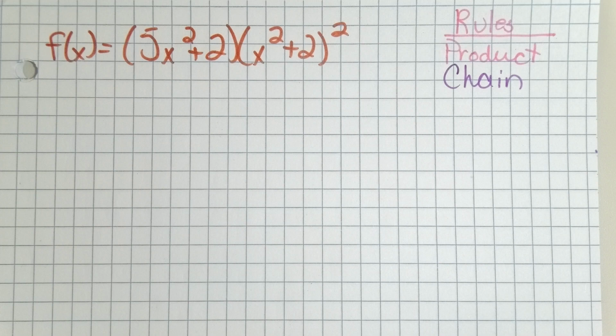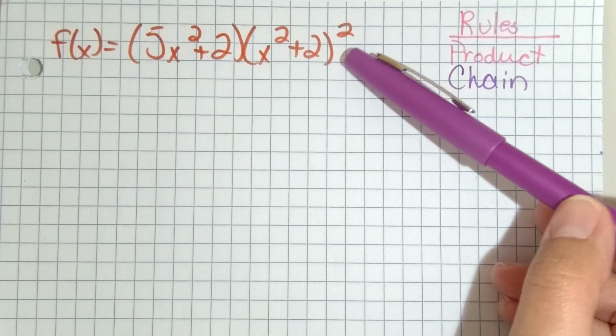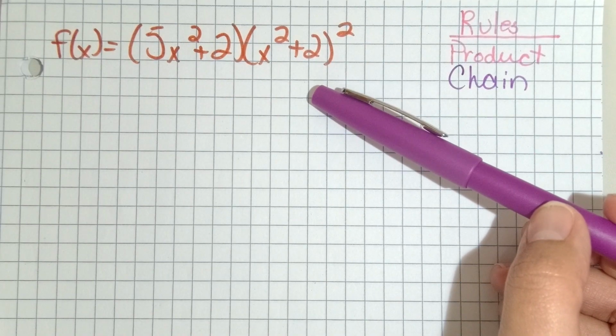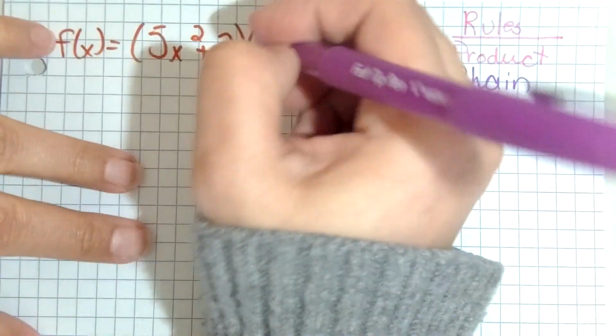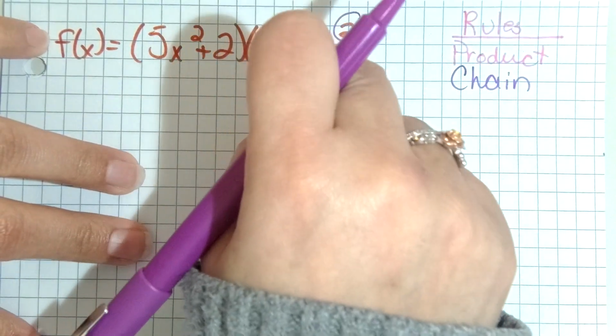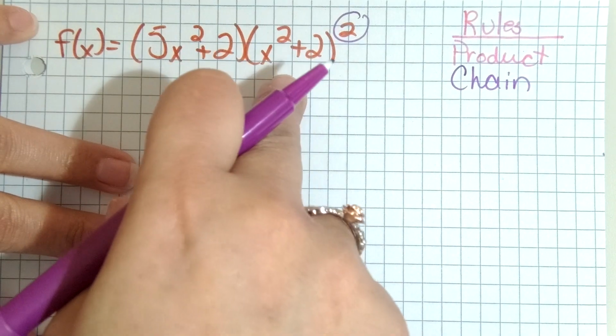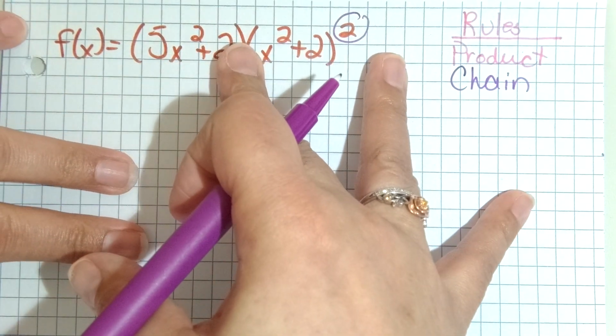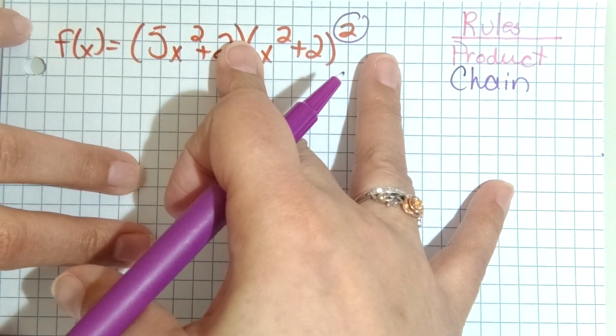The first parentheses or the second parentheses? Yes, Julian, the second parentheses. Why? What's different about these parentheses? It doesn't have brackets. It has something else that tells us it's chain. Is it by the power tool like the square? Yes, this square tells me that it is chain because I have a function inside of another function. I have a function inside the square function. Good, Ronaldo. Okay, that's how it tells me it's chain.